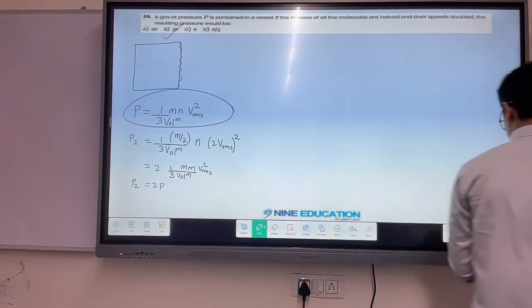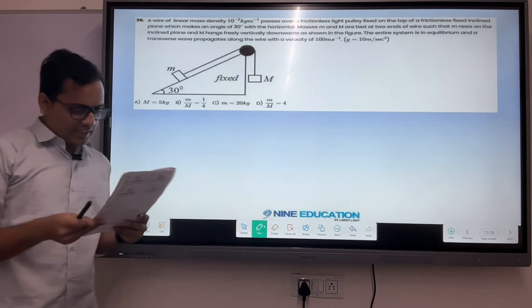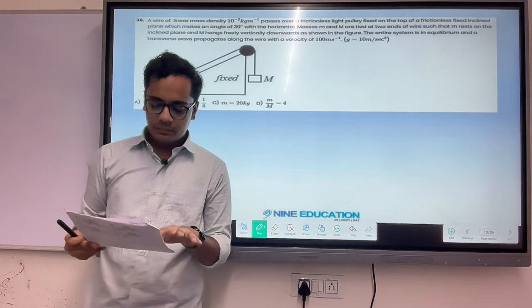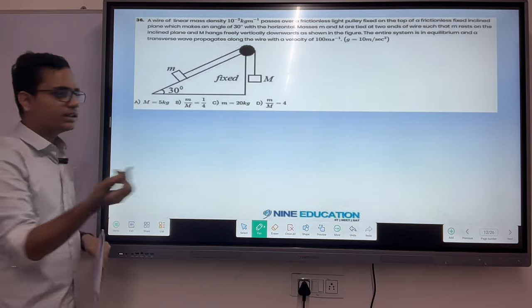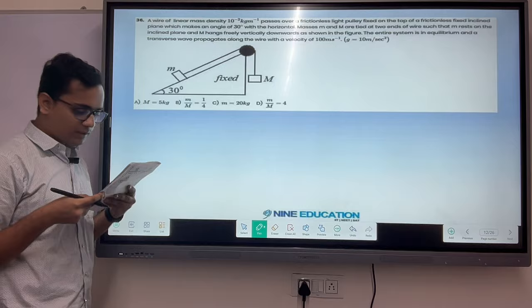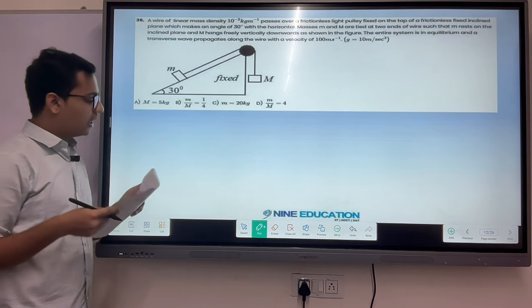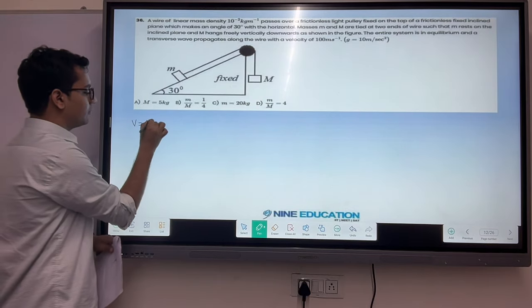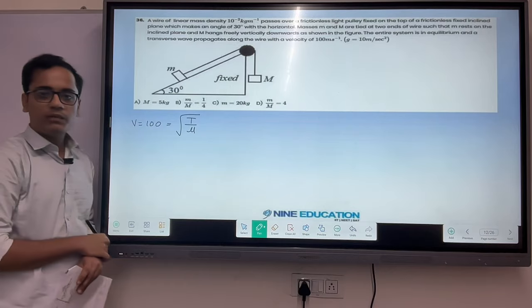Okay. Next one. So they are saying in this problem these two masses are at equilibrium state. So equilibrium state means no acceleration, and they are saying that wave speed should be equal to 100 meter per second. That should be equal to square root of T by mu. This is the formula for wave speed.